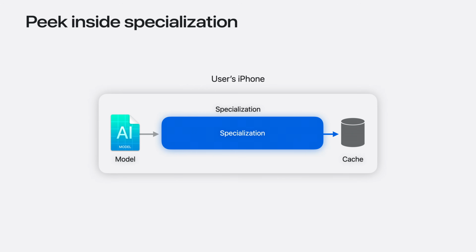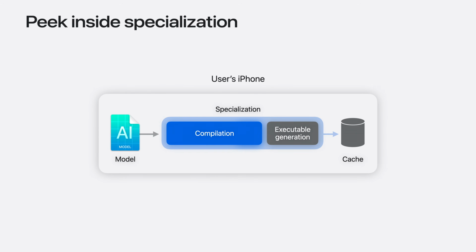Independent of when specialization occurs, it still takes time. Let's take a quick peek inside. During specialization, the model goes through two main transformations. First, it goes through a core set of compilation steps, which segment, plan, and optimize compute. Second, executable artifacts are generated for the compute units used. These artifacts are tied to the device and OS version they were generated on. Of these two steps, compilation is the one which incurs most of the latency.